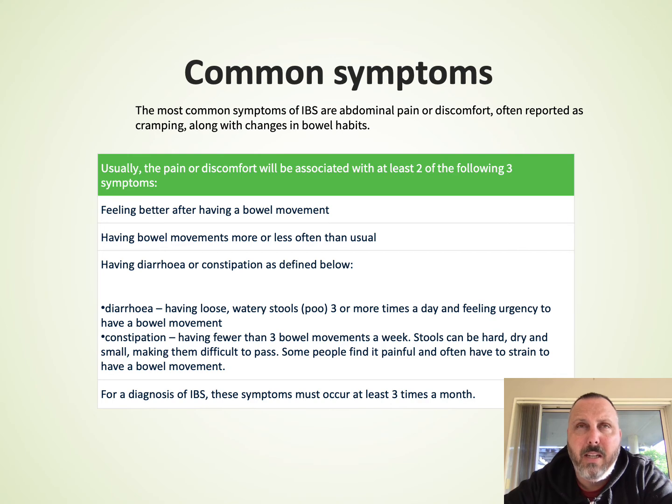Normally, we have a certain amount of control in terms of when we do that. If you're having an issue with not being able to control that, or needing to get to the toilet really urgently, then that's a sign. Constipation is having fewer than 3 bowel movements a week. Stools can be hard, dry and small, making them difficult to pass. Some people find it painful and often have to strain to make a bowel movement. For diagnosis of IBS, these symptoms must occur at least 3 times a month. So again, it's not I had a curry last night and things are a bit loosey-goosey the next day.